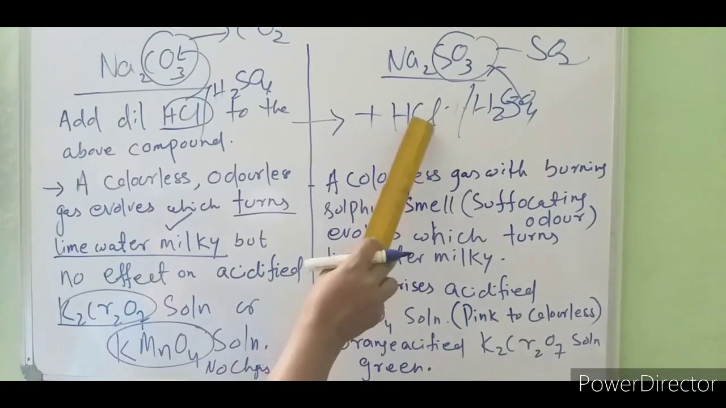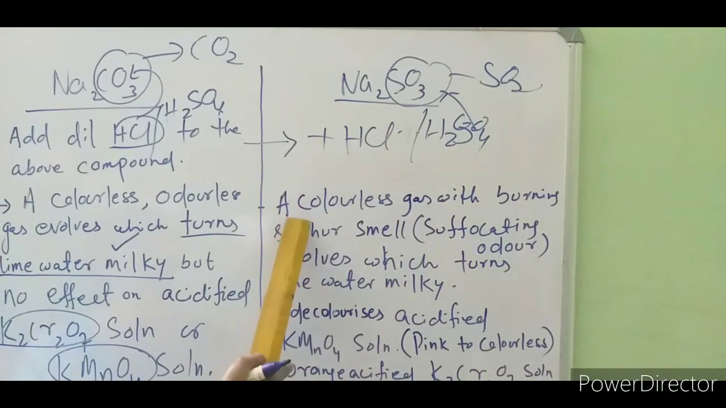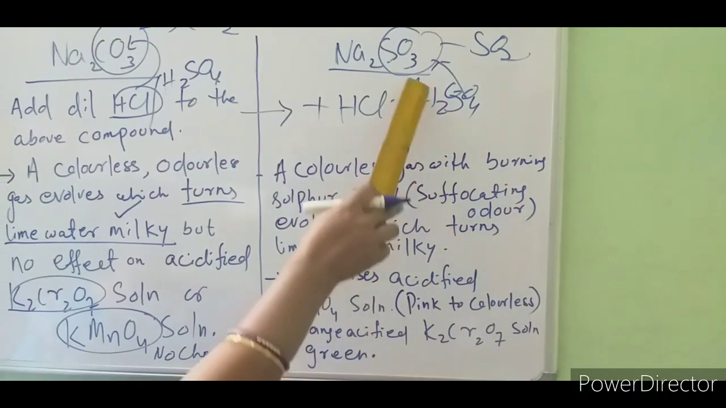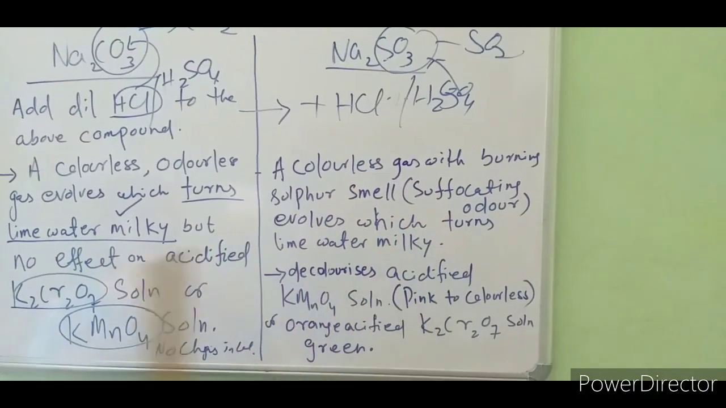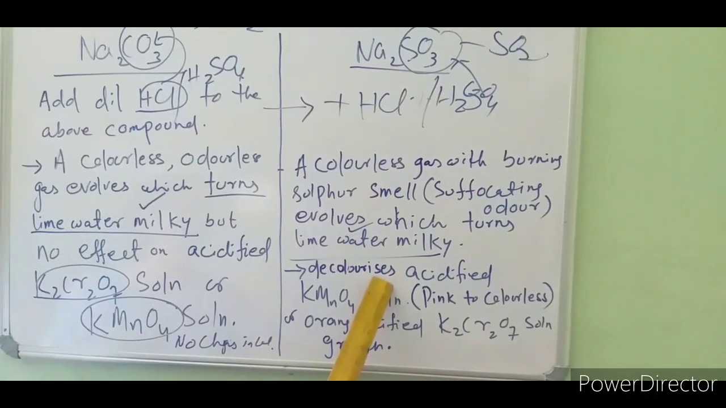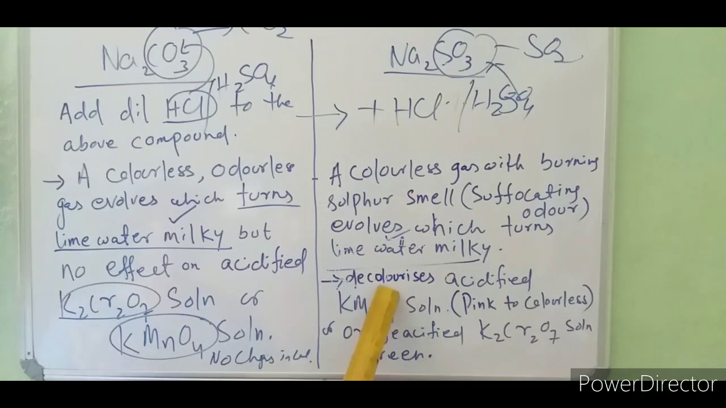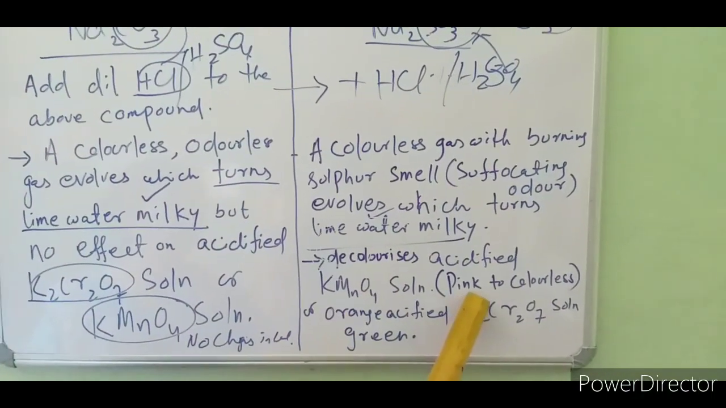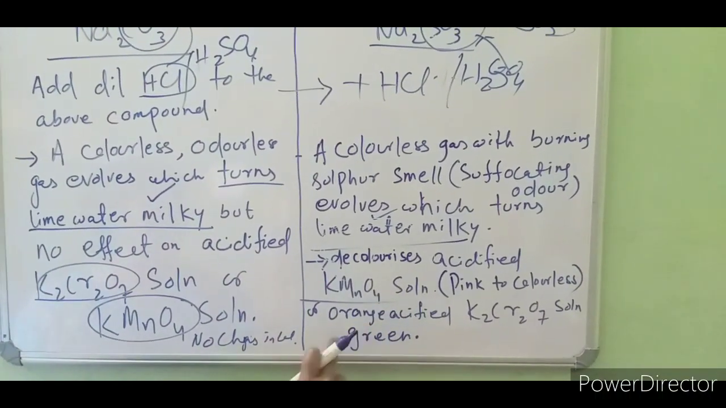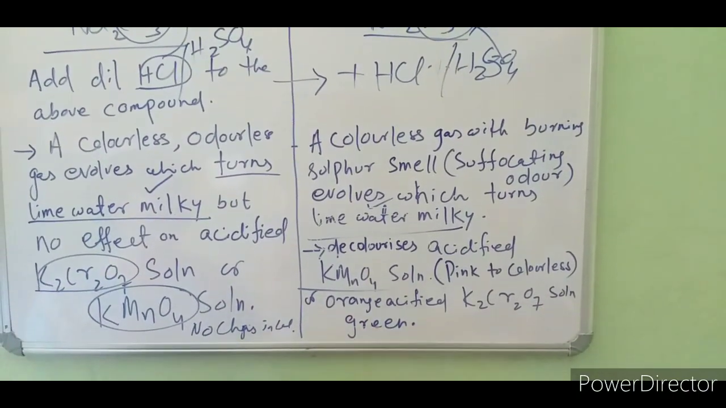But here, when HCl is added, SO2 gas is released. So we have to write the test for SO2. A colorless gas with a burning sulfur smell, meaning a suffocating odor, comes out, which turns lime water milky. Both sides will turn lime water milky. But here it decolorizes acidified KMnO4 solution. Decolorizes means it turns colorless, the KMnO4 solution turns from pink to colorless. Or you can write this one: orange acidified K2Cr2O7 solution turns green.